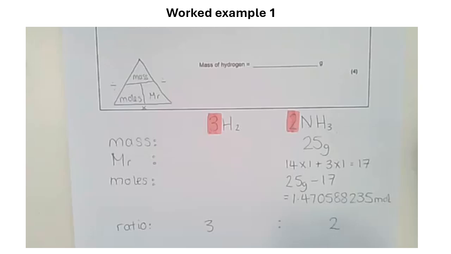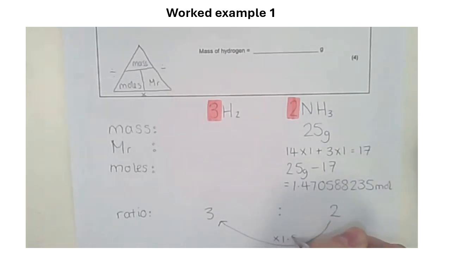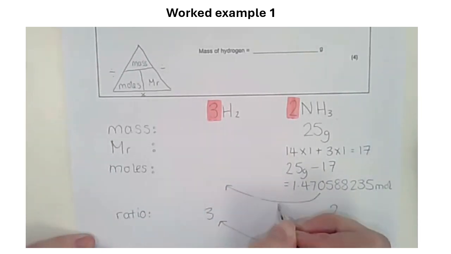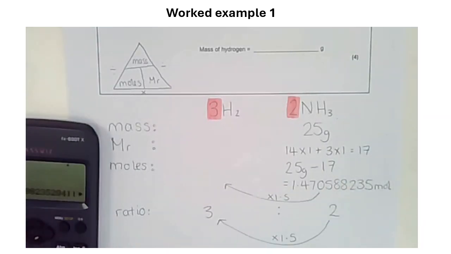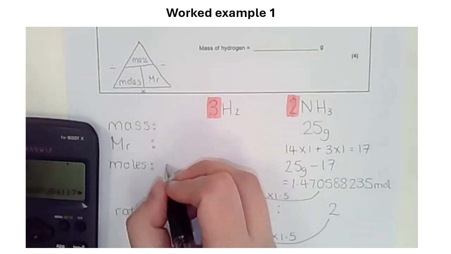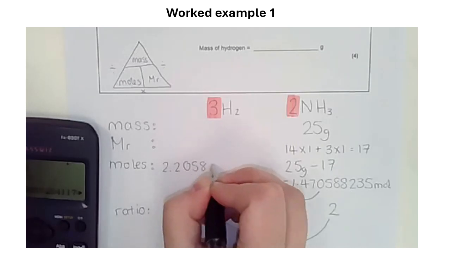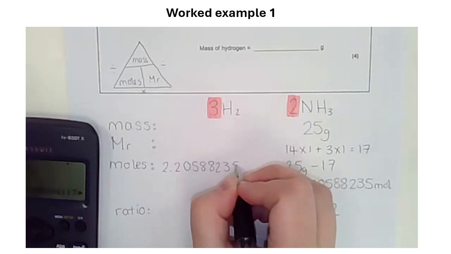And I need to consider, how do I get to the 3 from the 2? I would multiply by 1.5. And I'm going to apply this rule to the number of moles above. I multiply by 1.5. I'm going to use my calculator, and that will give me my moles as 2.205882335 moles.